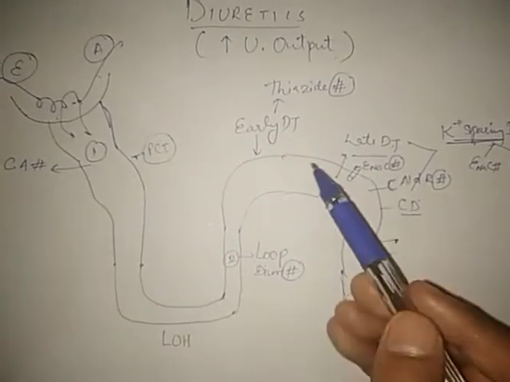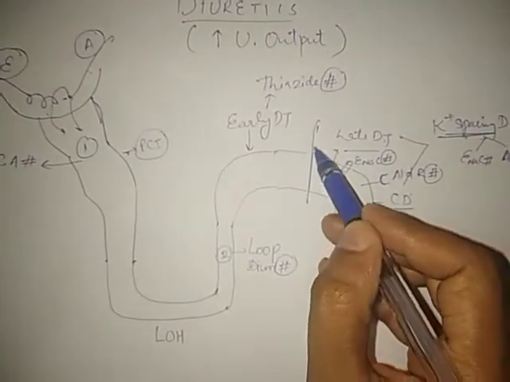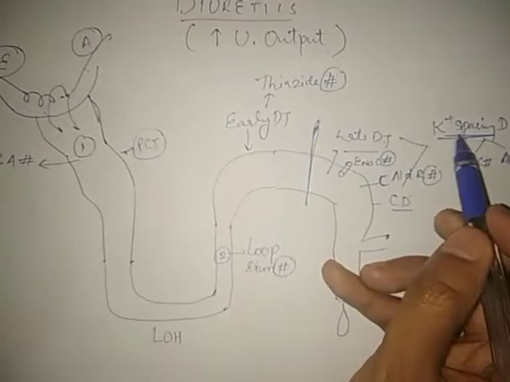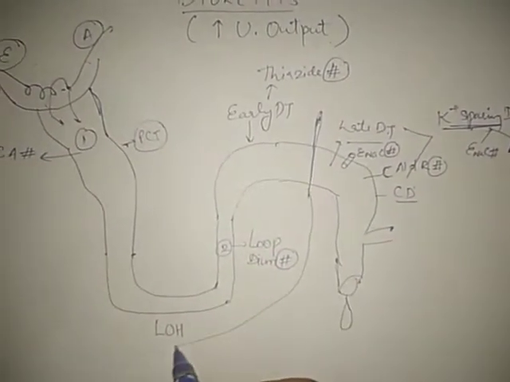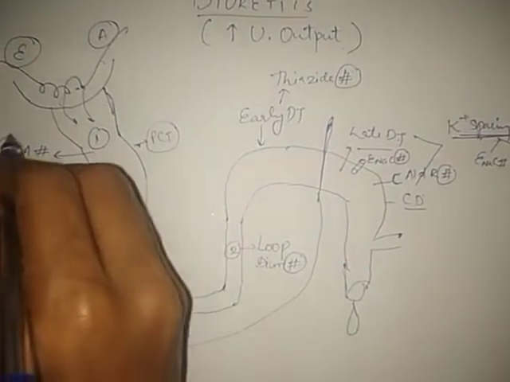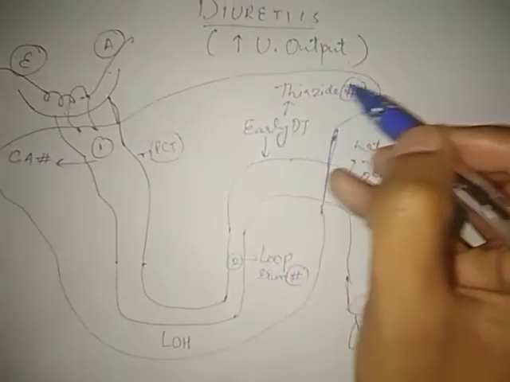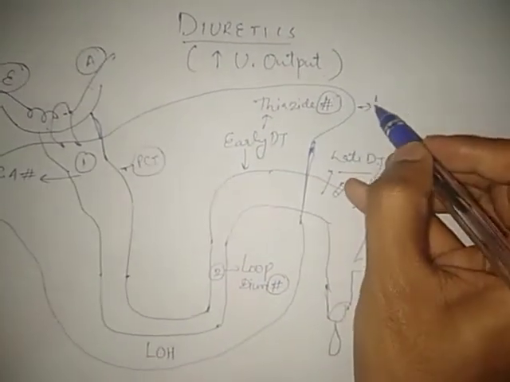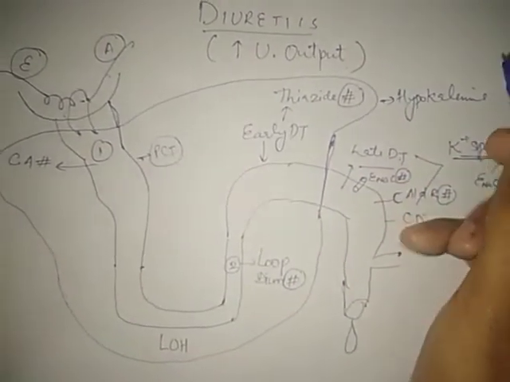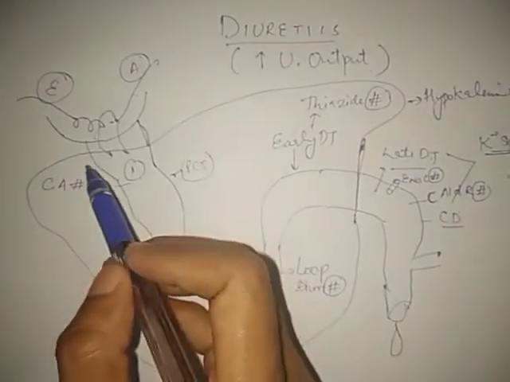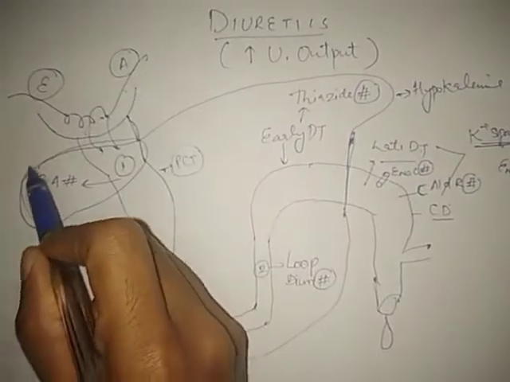Actually, all the drugs which are working proximal to the potassium sparing diuretics cause hypokalemia. These groups of drugs, carbonic anhydrase inhibitors, thiazide diuretics, and loop diuretics, cause hypokalemia.